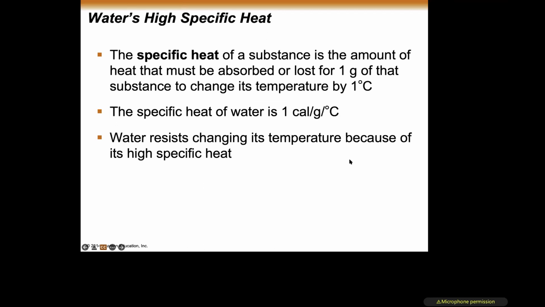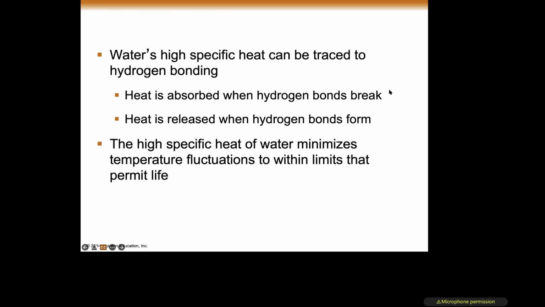All right, so specific heat. We're still on the same subject and the ability for water to moderate temperature. And so that really is in regards to what is called the specific heat. So the specific heat of a substance is the amount of heat that must be absorbed or lost to raise 1 gram of that substance by 1 degree Celsius. The specific heat of water is 1 calorie per gram per degree Celsius. So that chart that I showed you was illustrating the specific heat. That just gives you a name for it.